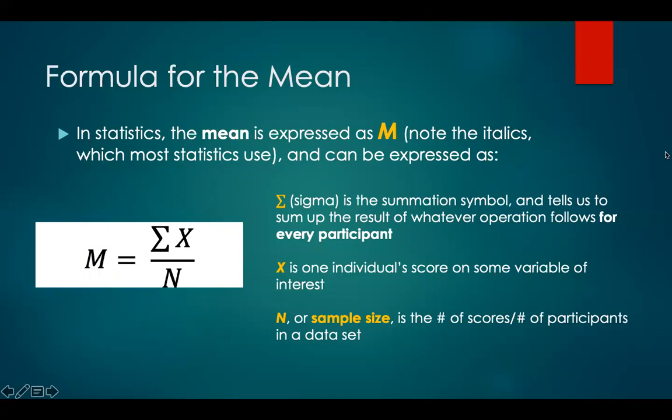Now, the formula for the mean can be expressed as follows. Mean equals sigma x divided by n. Now, in this formula, sigma, that Greek symbol there, is the summation symbol, and it tells us to sum up the result of whatever operation follows for every participant. Now, x, which follows sigma, is one individual score on some variable of interest. And finally, n is the sample size, or the number of scores or number of participants in a data set.